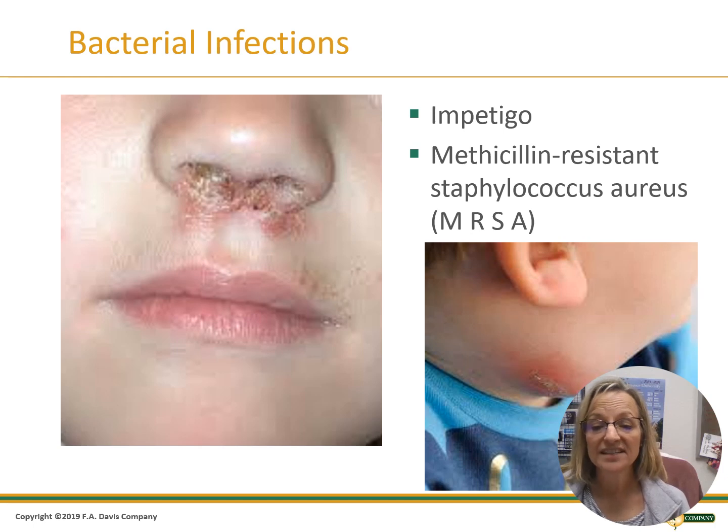MRSA, methicillin-resistant Staphylococcus aureus, is caused by bacteria that's become resistant to common antibiotics used to treat staph infections. You can see this kid's neck right here where he's got a huge abscess. They are sometimes treated outpatient, sometimes treated inpatient, depending on where it's at and how bad it is. And because it is resistant, it is a lot more difficult to treat. It can easily be spread, so you're going to want to talk about good hand washing.